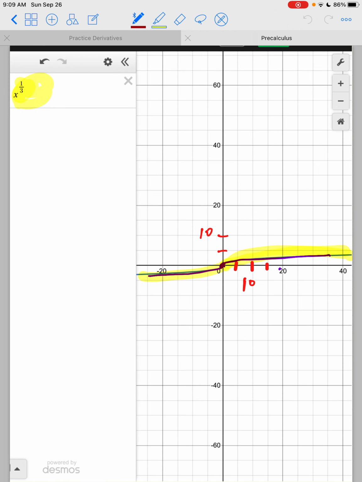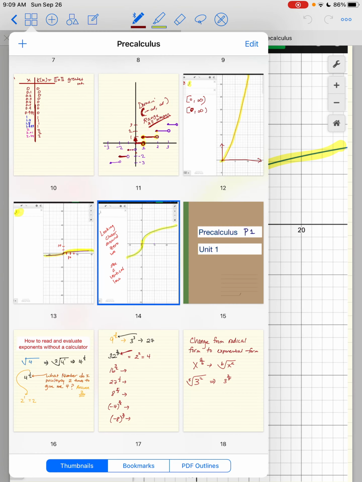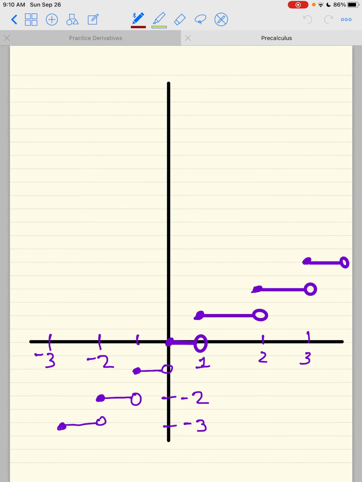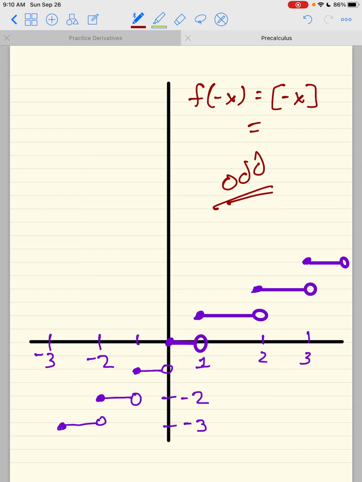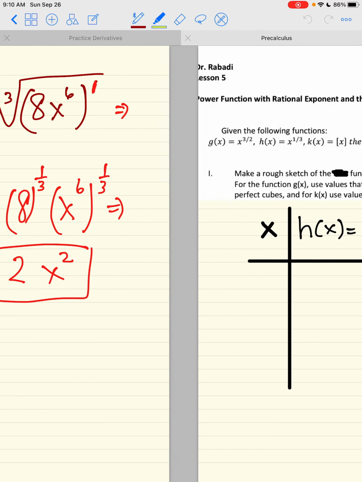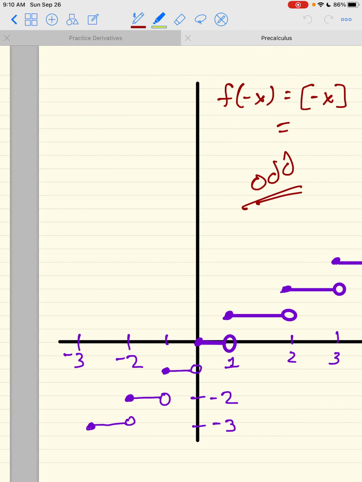And the greatest integer function, wherever that went, pardon me, is, what do you guys think? f of negative x. What does this do? This will actually be odd. Okay? So this will be an odd function. And then we have concave up, concave down only for the first two graphs.